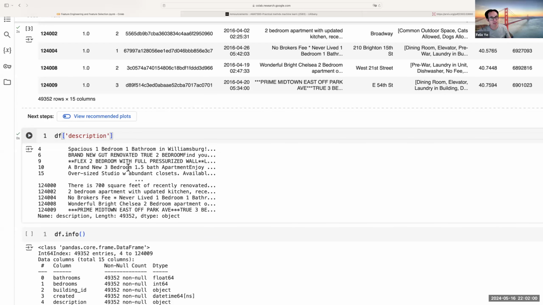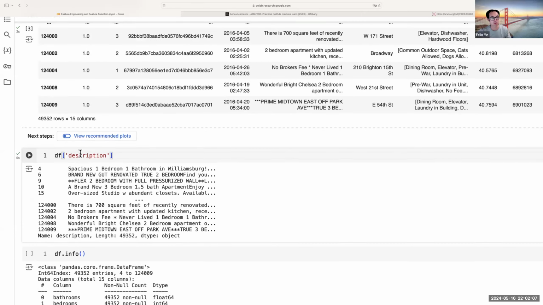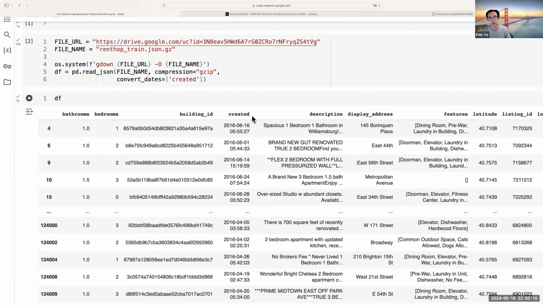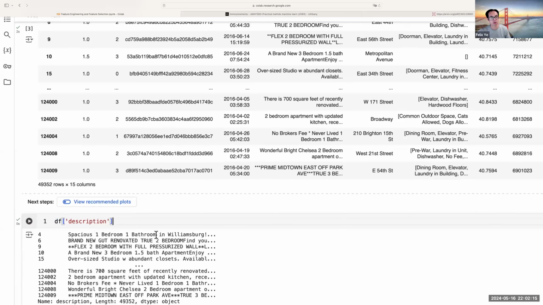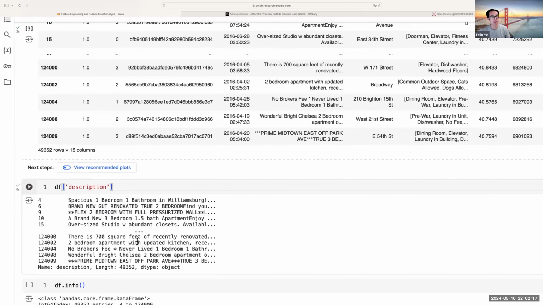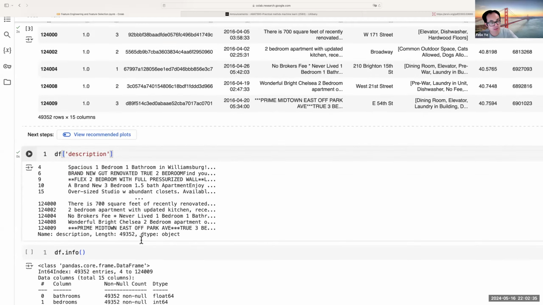So basically, if you look at this, the descriptions actually give you a description for each of the data entries. For example, the first one is "spacious 1 bedroom, 1 bathroom," and so on. You can see these are the descriptions for those specific data entries, so we can take advantage of this if needed.